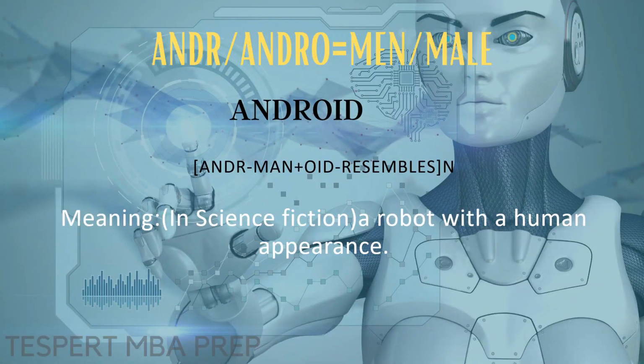The next root word is ANDRO or ANDR, which means men or male. So android, what's meant by android? Android means a robot with a human appearance. We have another meaning of android, that is the software that we use. So this is one more meaning, which means a robot with a human appearance. These robots are known as android.